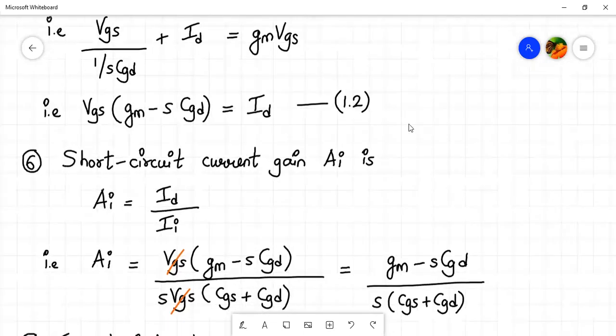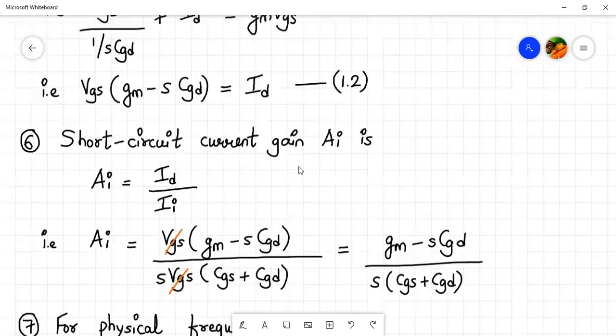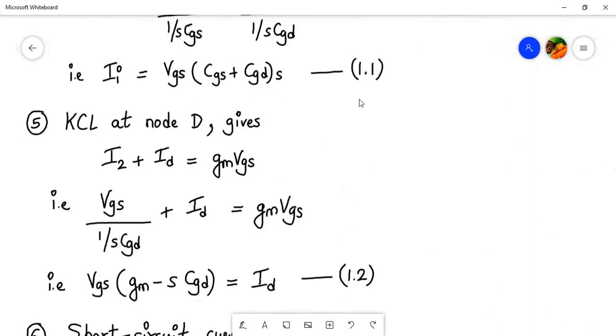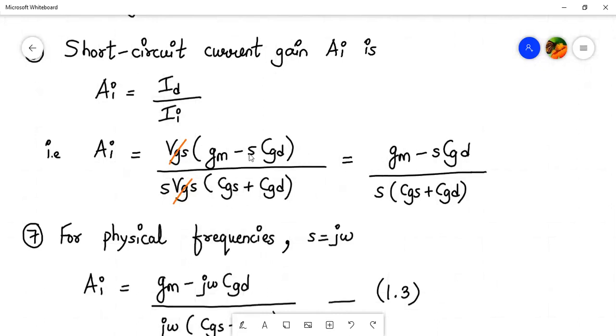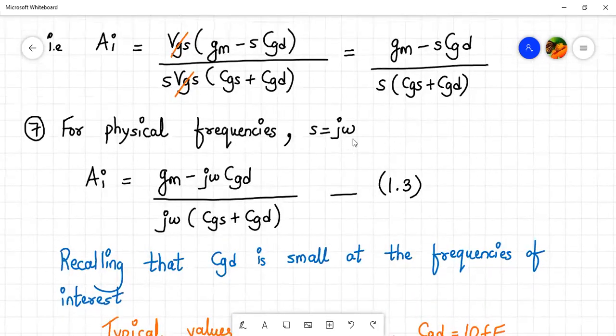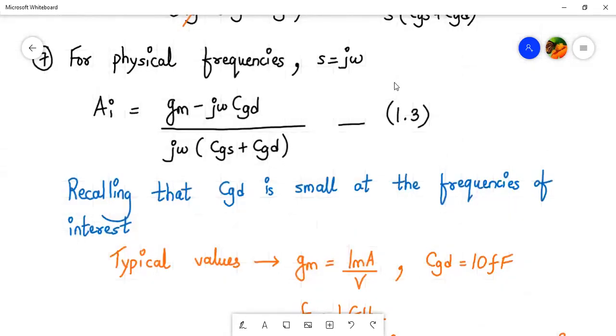And now we know that the short circuit current gain AI is ID upon II. So from equation number 1.2, we have ID and from equation number 1.1, we have II. So we divide them. So what do we get? AI is equal to VGS into gm minus S into CGD divided by S into VGS into CGS plus CGD. So from here, VGS gets cancelled and you will get gm minus S into CGD divided by S into CGS plus CGD. And for physical frequencies, we write S equal to J omega. So AI, the current gain, is frequency dependent. It's given by gm minus J omega into CGD divided by J omega into CGS plus CGD. We call this equation number 1.3.